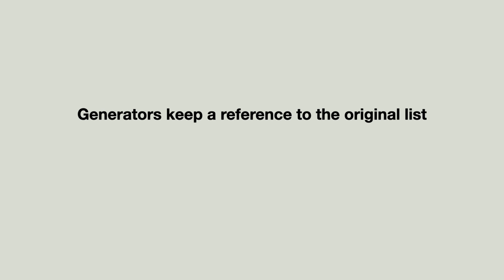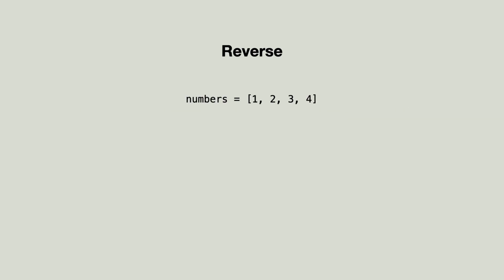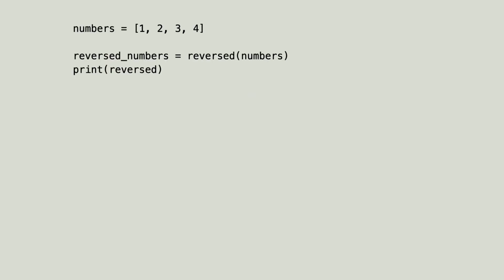Once you recognize the concept of generators, you will notice them everywhere in Python. For example, the reversed function. If you want to reverse this list, there is really no need to create a new list. Why not create a generator that references the original list and iterates it from end to beginning? And of course, that is exactly what the reversed function in Python does.